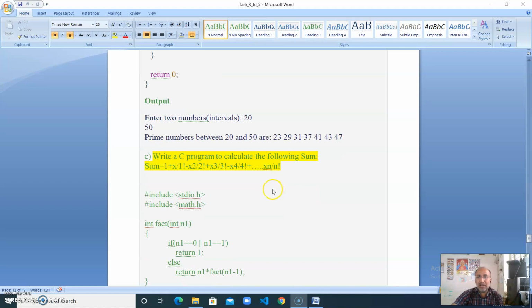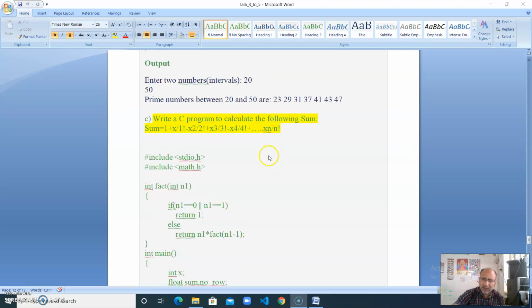Write a C program to calculate the following sum. Sum equals 1 plus x by 1 factorial minus x squared by 2 factorial plus x cubed by 3 factorial minus x to the power of 4 by 4 factorial, and so on, x to the power of n by n factorial. Understood? For this one, I use functions.